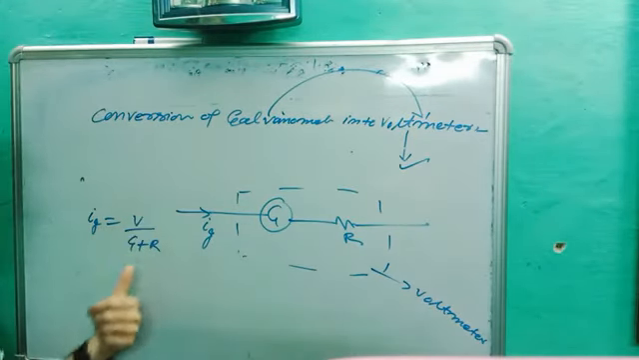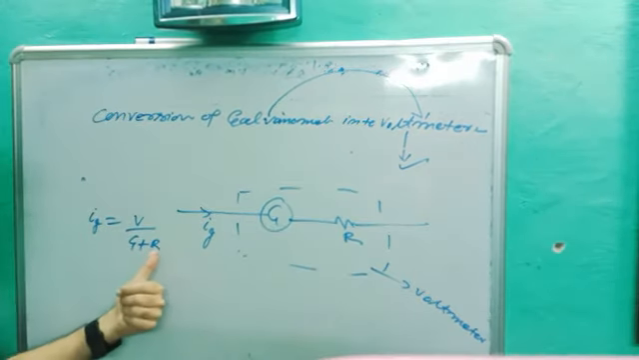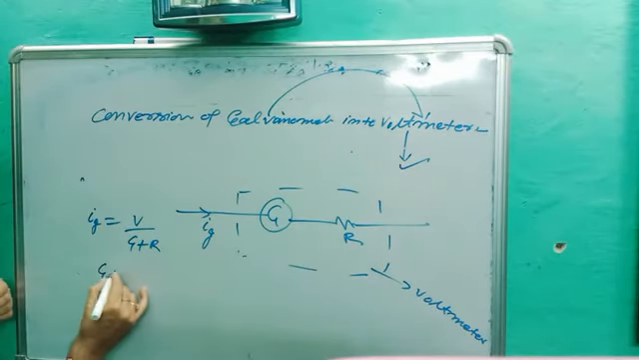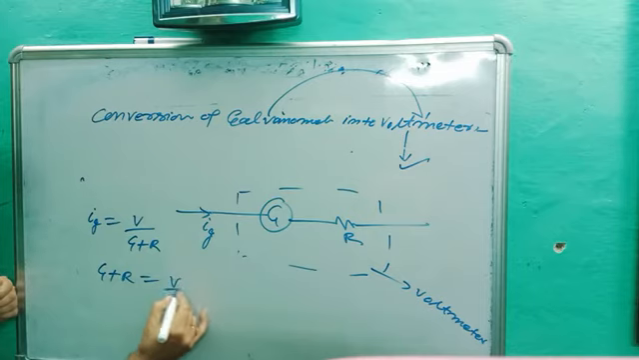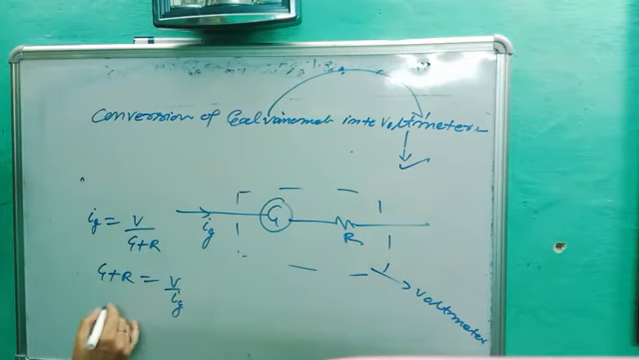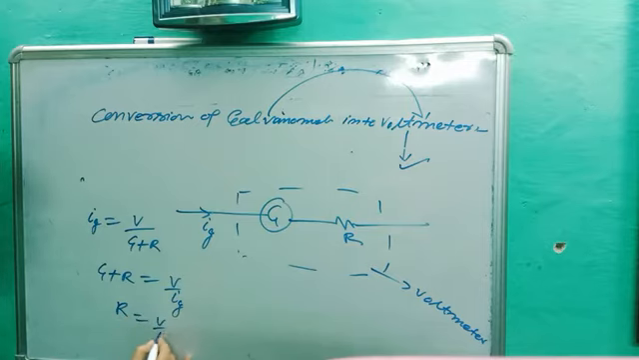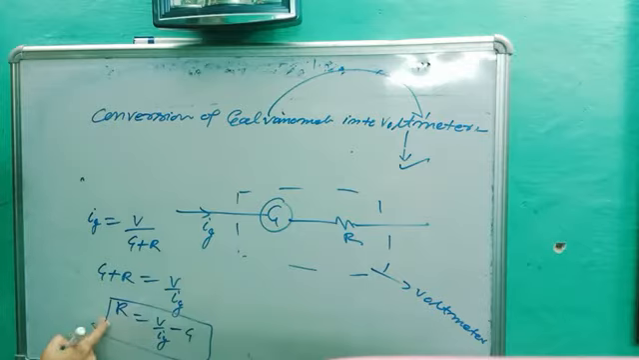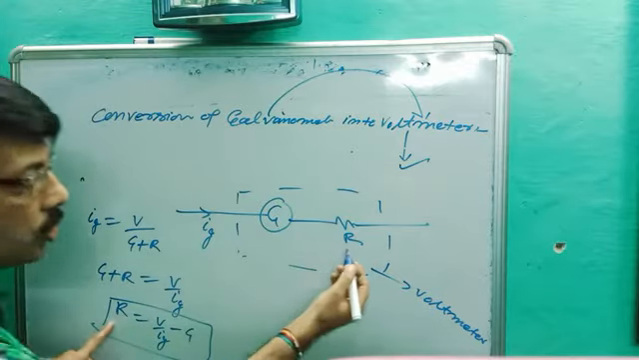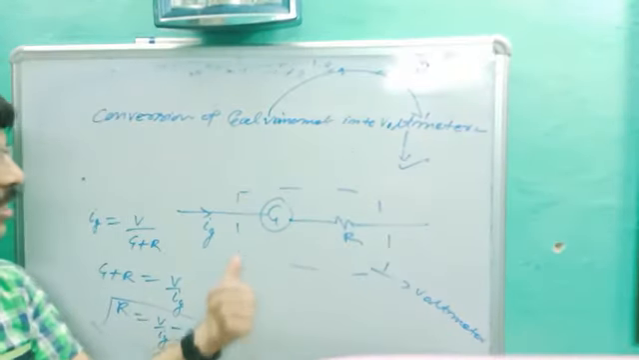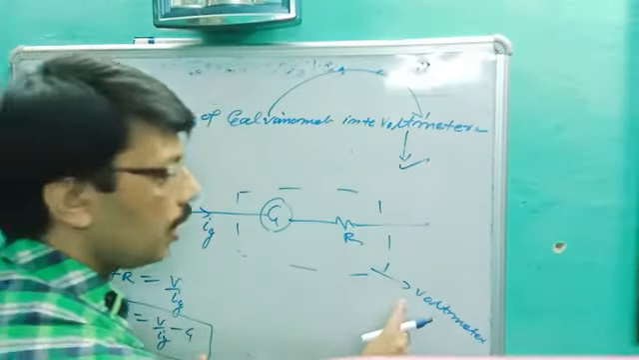I is equal to V upon R. V is the voltmeter reading. We need the value of R. So what do we get here? G plus R is equal to V upon Ig. So the value of R is equal to V upon Ig minus G. This is the formula of the resistance which should be connected in series combination with the galvanometer, then the whole device becomes a voltmeter.